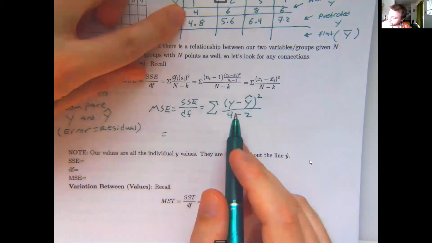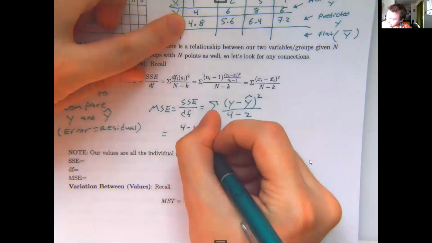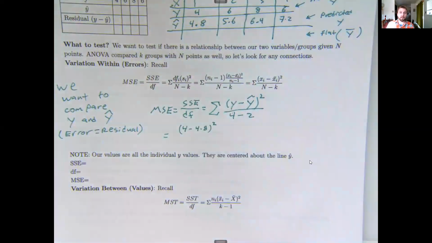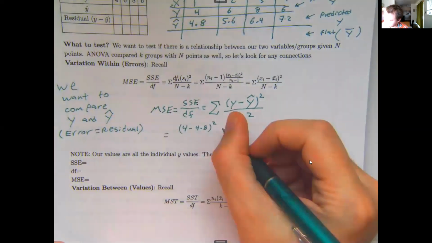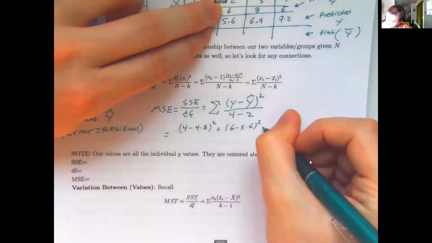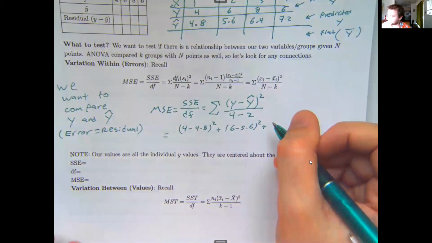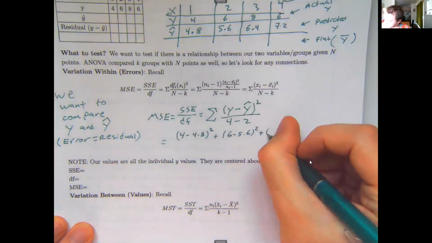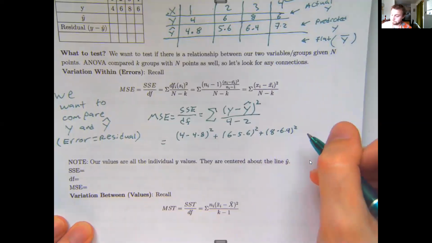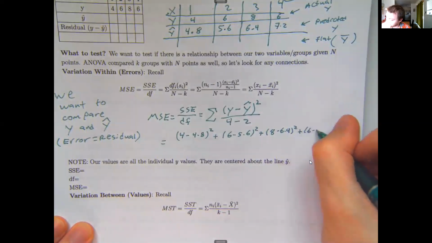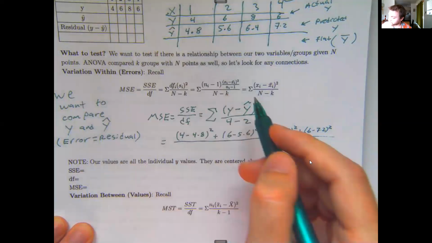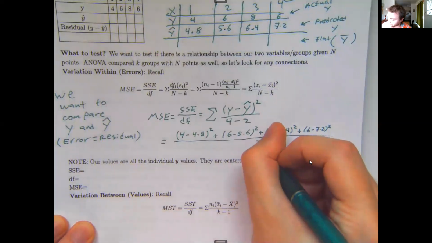So my first value was 4, and I predicted it should be 4.8. That had an error of negative 0.8, and I'm squaring it. My next value, 6 minus 5.6. So my next residual was 0.4. My next residual after that was 8 minus 6.4. Looks like a considerable amount of error there. 6 minus 7.2. And I had 4 points minus 2. I had a degree of freedom of 2.